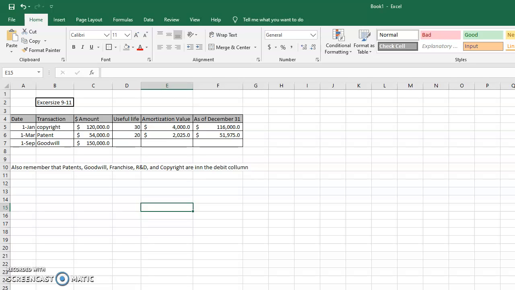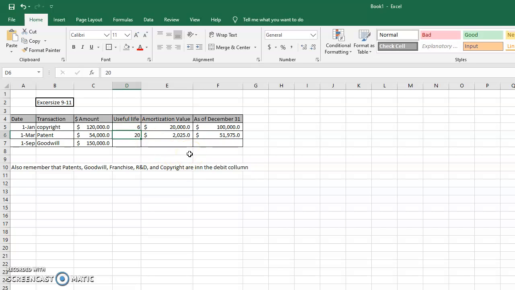Exercise 9-11 states that there are selected 2017 transactions for Wiley Corporation. One, for January 1st, was a copyright of $120,000. The copyright has a useful life of 6 years and a remaining legal life of 30. Good thing I read that. I'll change that to 6, which should change that.